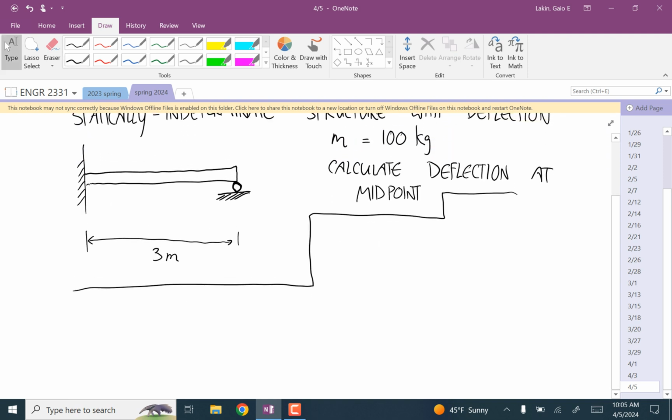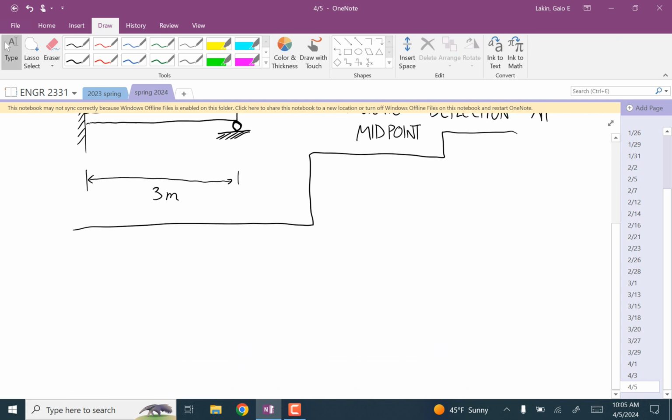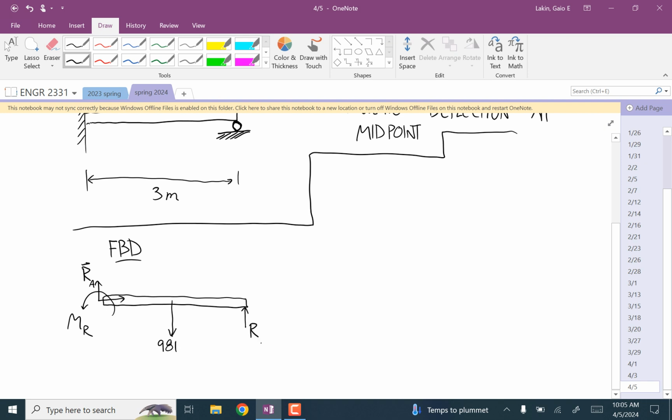Okay, so what's the first thing we do for statically indeterminate structures? Just try to solve them. Yeah, first start with the statics. That's how you find out that it's statically indeterminate, no matter what your hunch is. So free body diagram of the whole thing. We have a reaction, RA, a reaction couple, MR, and then the weight acting down at the middle, that's 981. And then a roller acting here, RB.